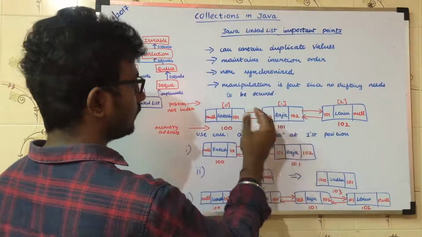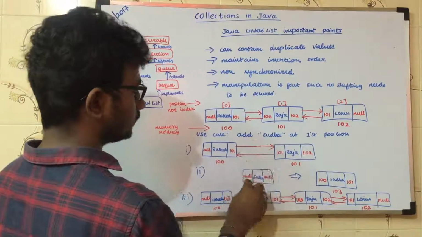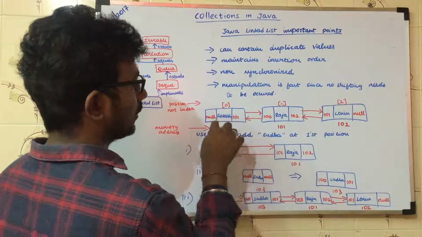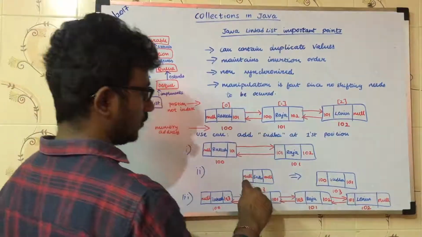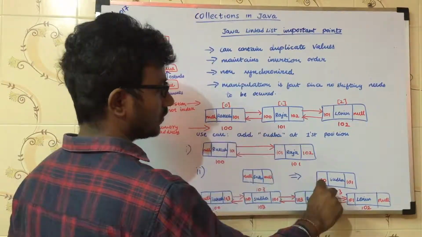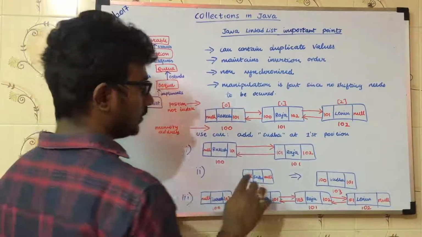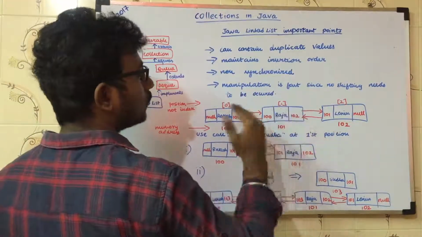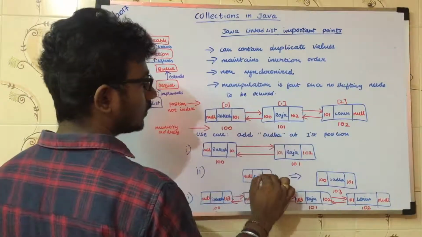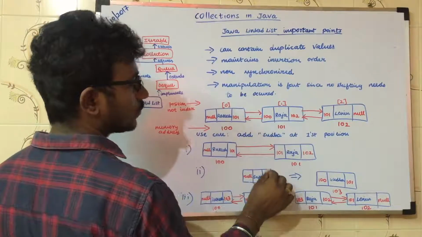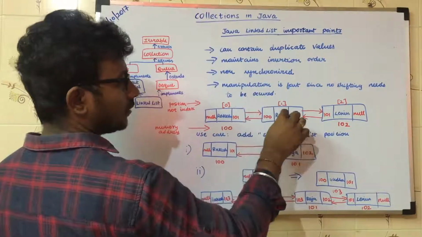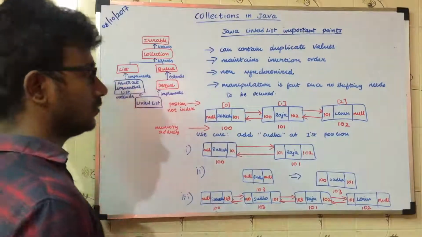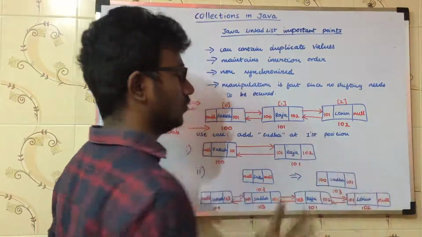we need to find this Sudha node. The previous address of the Sudha node should point to the Rakesh node address. The Rakesh node address is 100, so it becomes 100. And then since we are adding the Sudha node at the first position, Raja moves to the second position. So the Sudha node next address should point to the Raja node address 101. So that's why we are putting 101. So finally we have created this Sudha node.